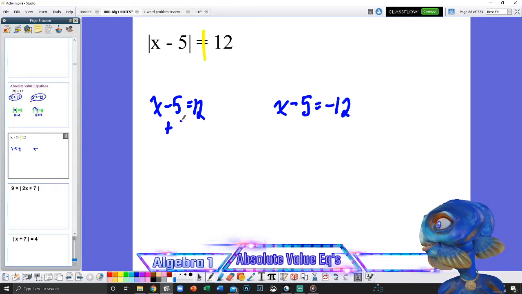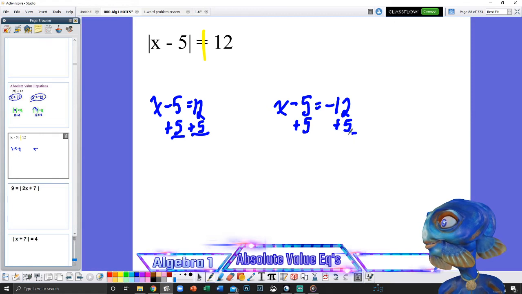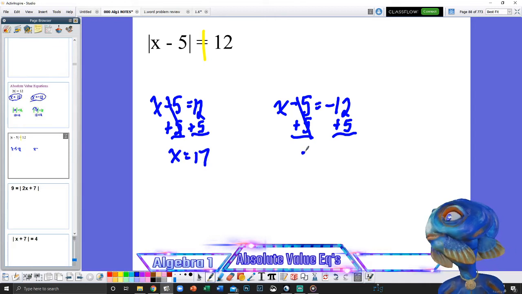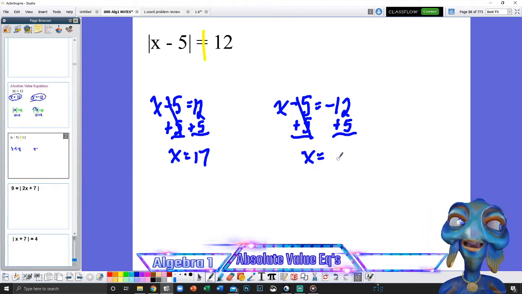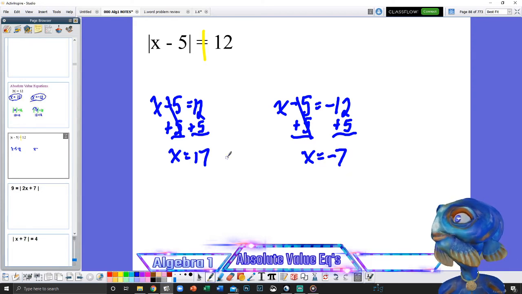And then I solve both of these. You'll always do the same thing in both equations, so if you want, you can do them both at the same time. 5 minus 5 cancels, and this gives me x equals 17. Now if you get the same answer again here, you probably screwed up. So check your math. Negative 12 plus 5 is negative 7. Those are your 2 answers.